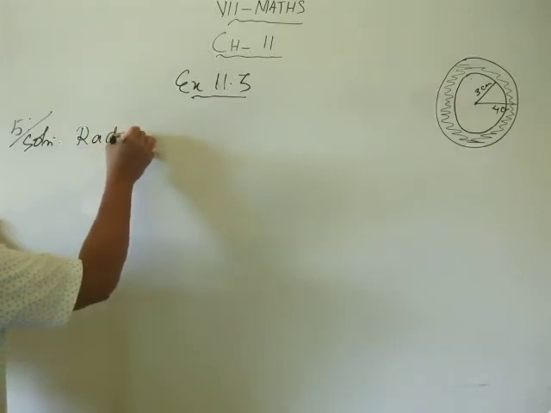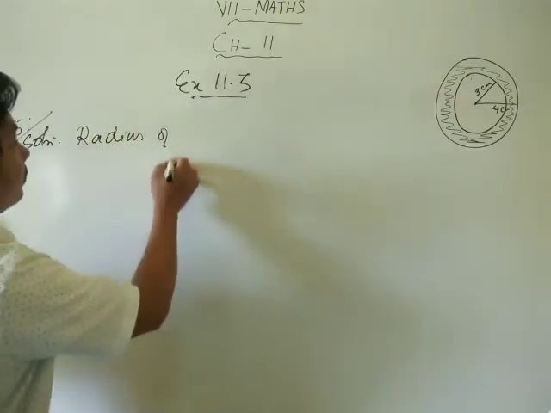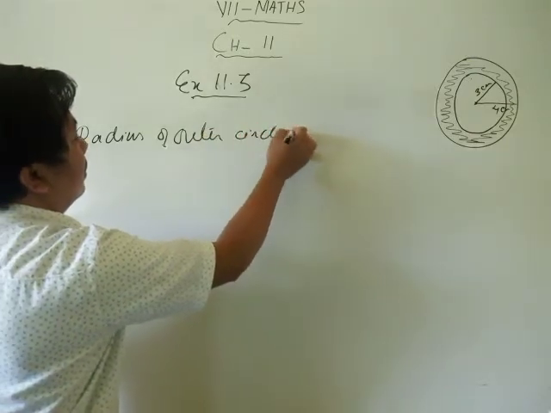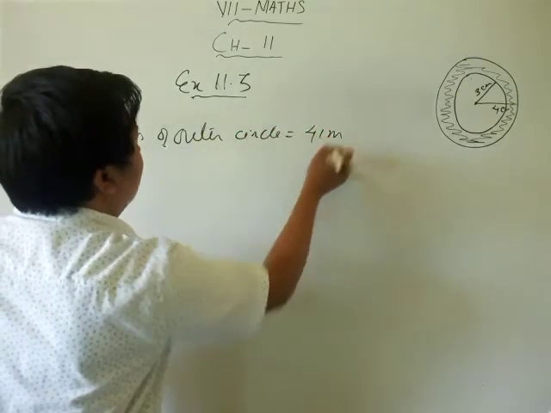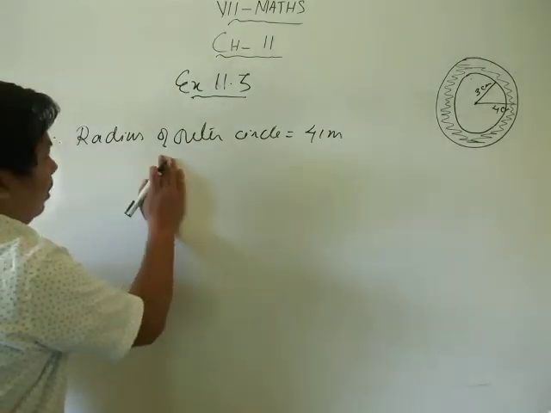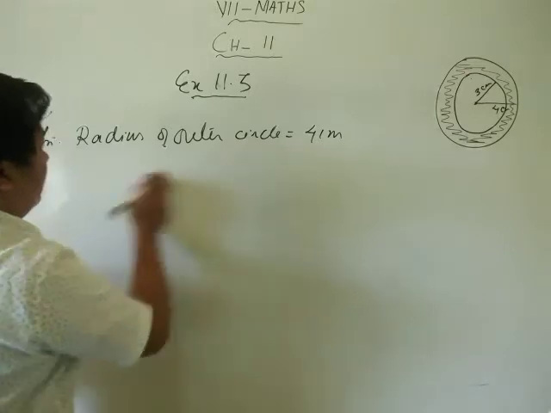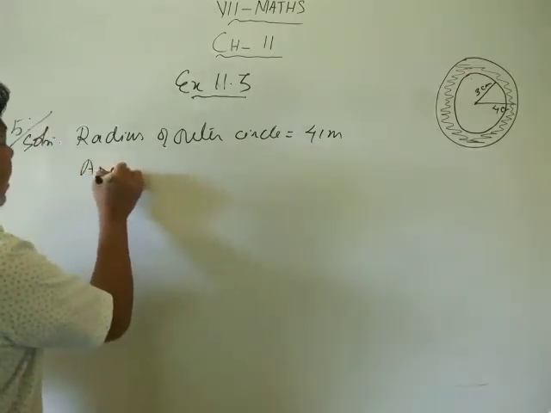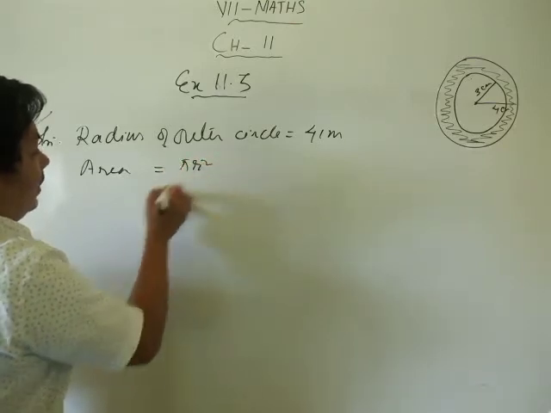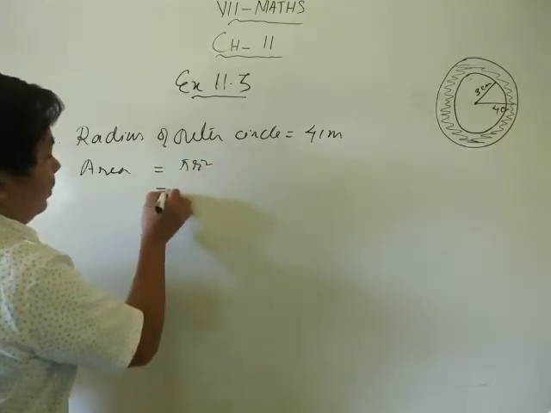So first of all, the radius of the outer circle is equal to how much? 4 centimeter. If the radius of the outer circle is 4 centimeter, then the area will be how much? Pi r square. That means how much is the pi r square?